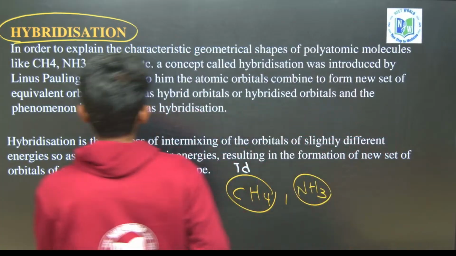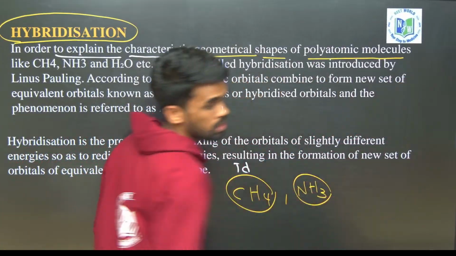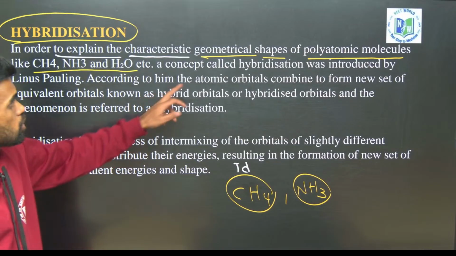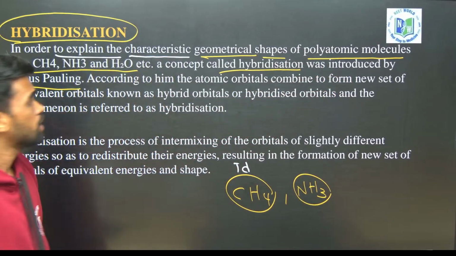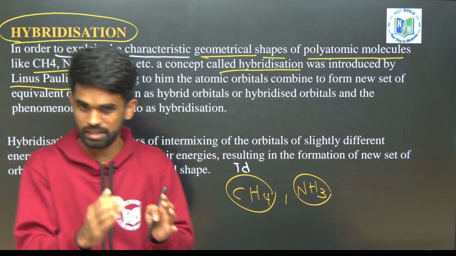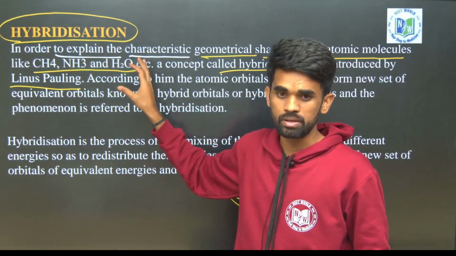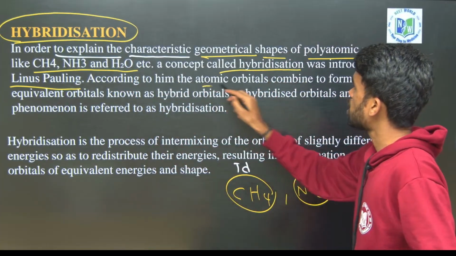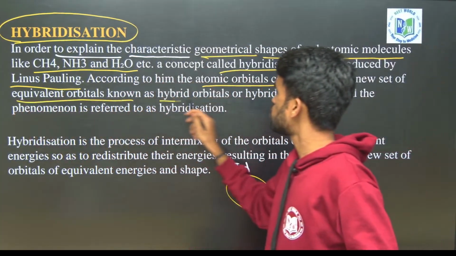So, in order to explain the geometrical shapes of polyatomic molecules like ammonia, methane, water, etc., we have a concept called hybridization. This was introduced by Linus Pauling. This is a theoretical concept; there is no direct experimental data. They just looked at other data and proposed hybridization. According to him, atomic orbitals combine to form a new set of equivalent orbitals known as hybrid orbitals.